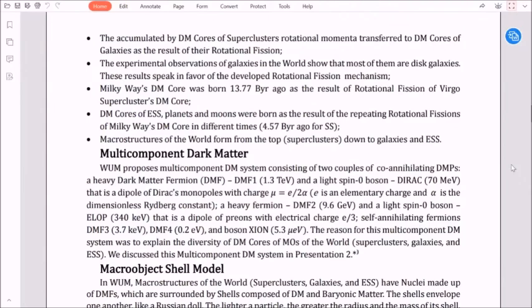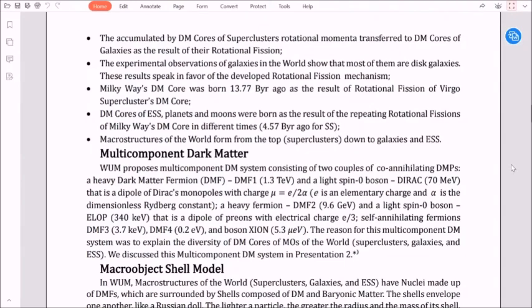Multi-component dark matter. Wurm proposes a multi-component dark matter system consisting of two couples of co-annihilating dark matter particles: a heavy dark matter fermion DMF1 and a high-spin zero boson Dirac, that is a dipole of Dirac's monopoles with charge mu equals e over 2 alpha, where e is the elementary charge and alpha is the dimensionless Rydberg constant; and a heavy fermion DMF2 and a high-spin zero boson LO, that is a dipole of preons with electrical charge 1/3 of e, plus self-annihilating fermions DMF3, DMF4, and boson Xion.